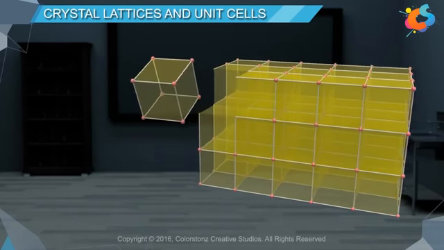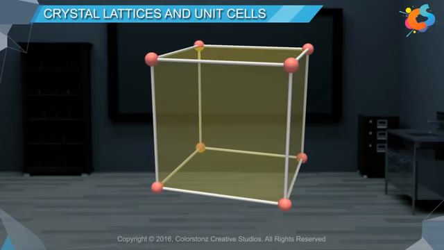A unit cell is represented by three edges A, B, and C, represented along the X, Y, and Z axes of a three-dimensional entity. These edges may or may not be mutually perpendicular to each other. When these edges join, they form certain angles. They are represented as alpha, beta, and gamma.